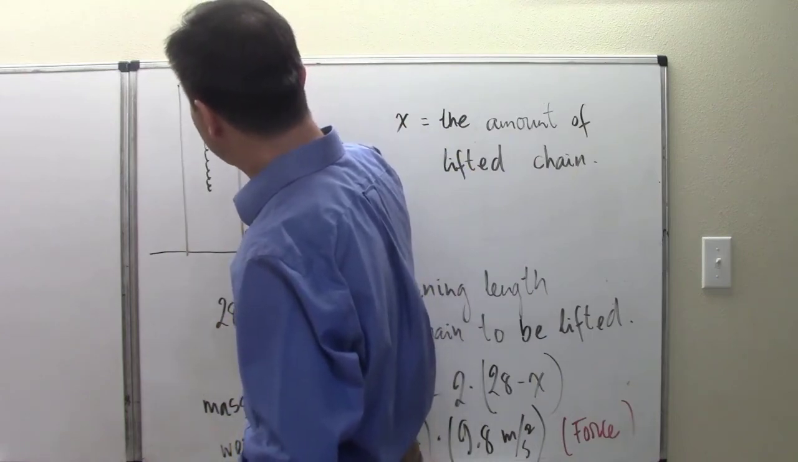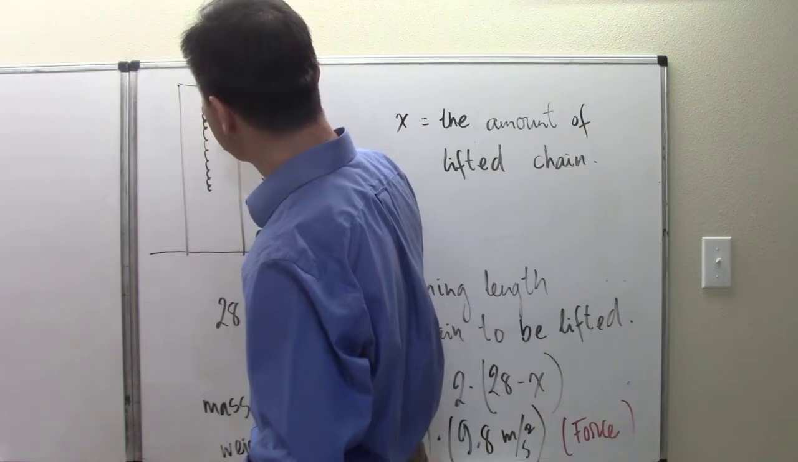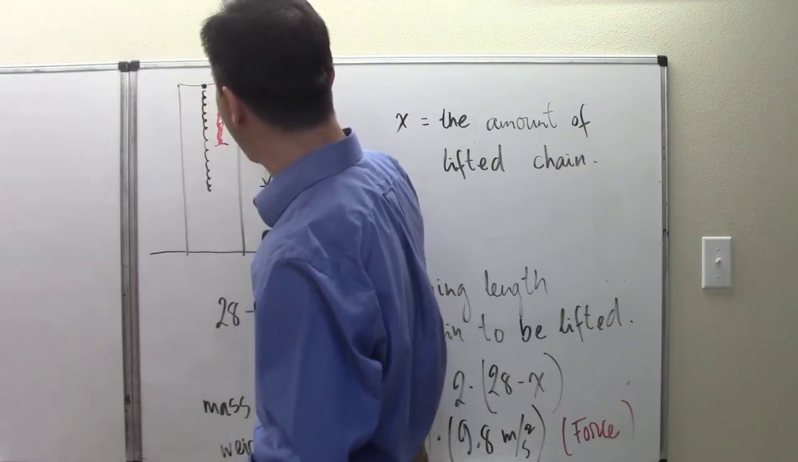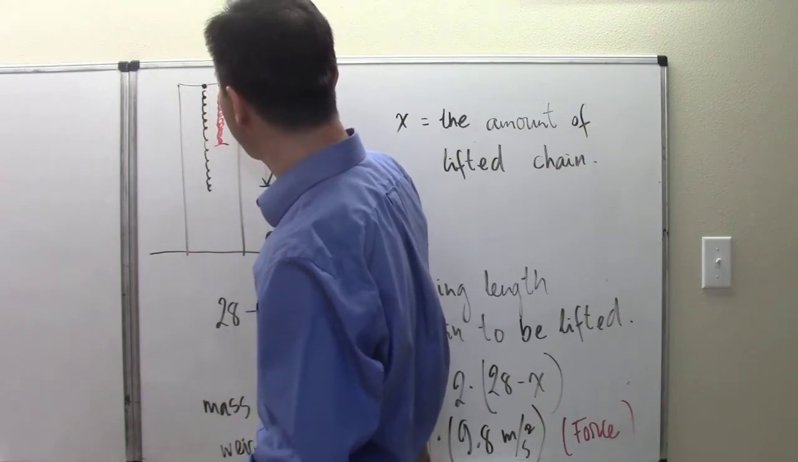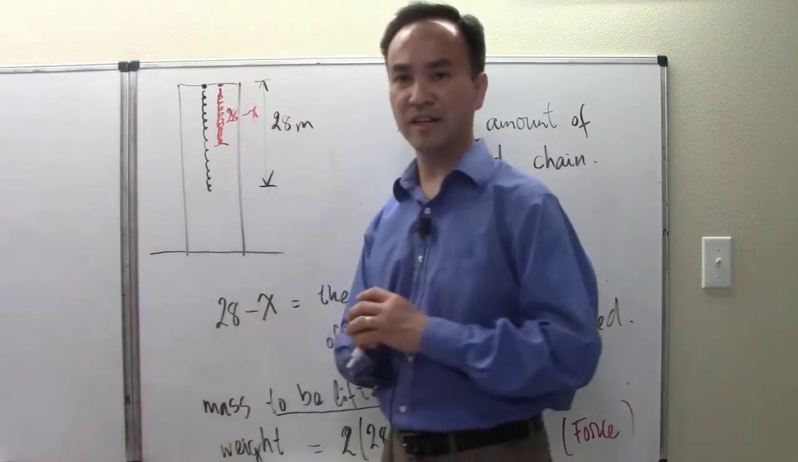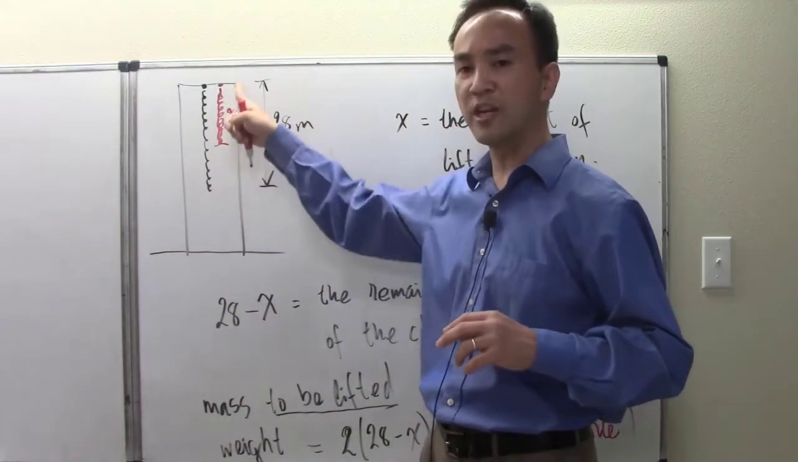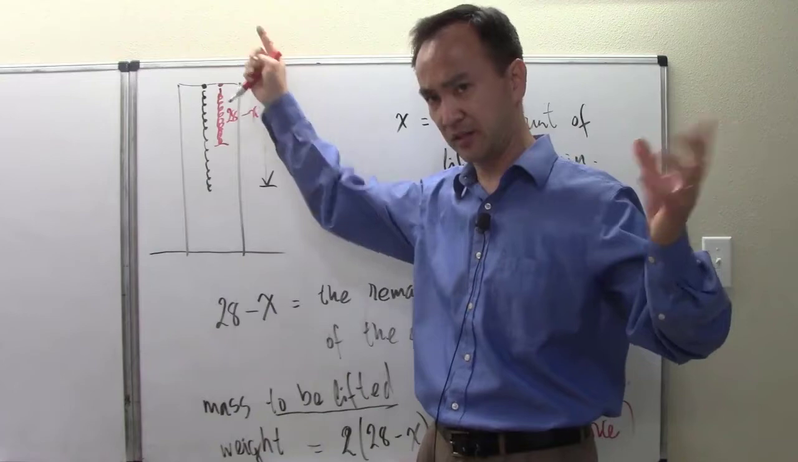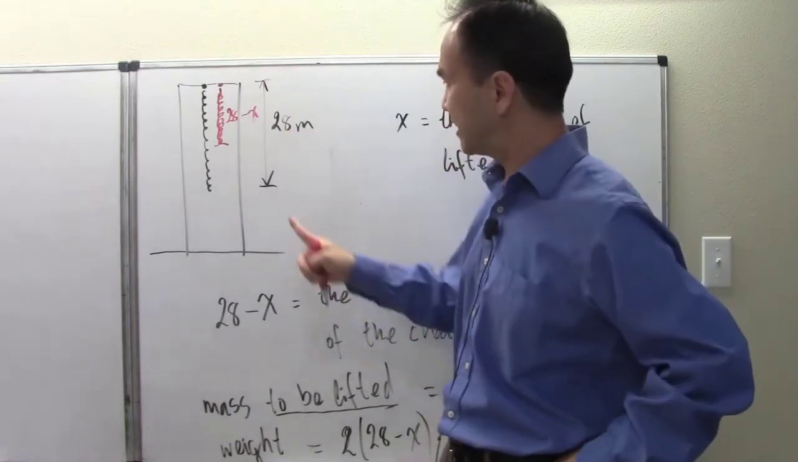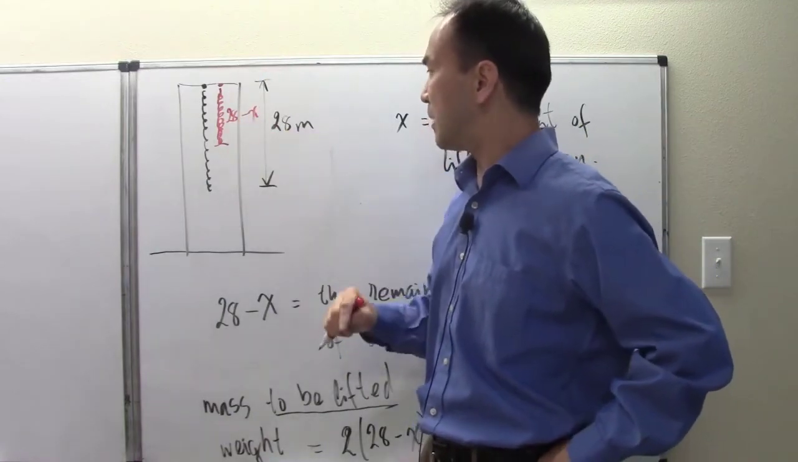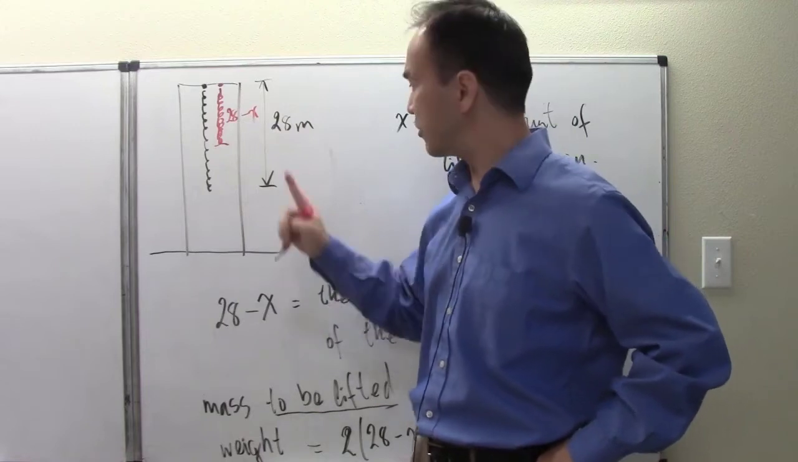So at any instant, let's say at some instance where you have already pulled, your remaining length here is 28 minus some x right here. Okay, so at any instance where you have already pulled away some x meters of cable length right here, then of course you have 28 minus x being the remaining length.